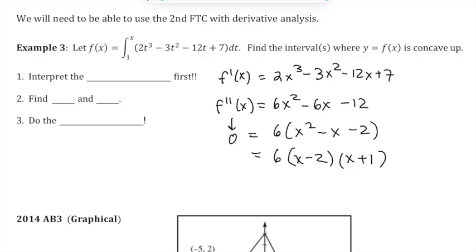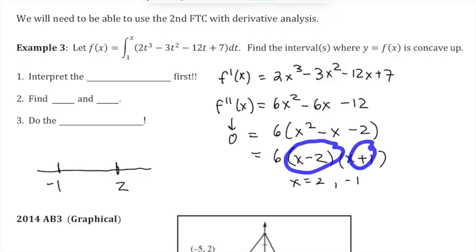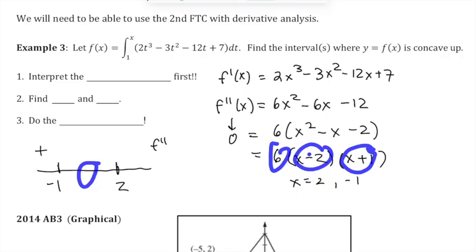So I do need to do the sign analysis. So if I plug in negative 10, I'm going to get a negative times a negative, which is positive. If I plug in 0, I'm going to get negative 2 times 1 times 6, which is going to give me a negative answer. Then if I plug in positive 10, I'm going to get positive times positive times positive. So it looks like we are concave up when the second derivative is positive.